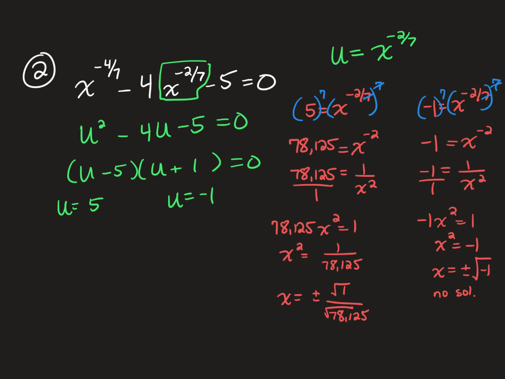And then we're going to go back to what we've done when we were practicing on the unit circle, and we're going to rationalize the denominator and all of that good stuff. So let me actually move this up here. So I have x equals plus or minus 1 over the square root of 78,125. And then I'll multiply top and bottom by the square root of 78,125.